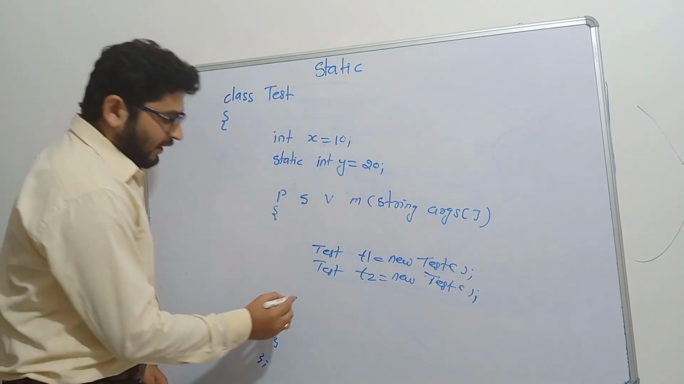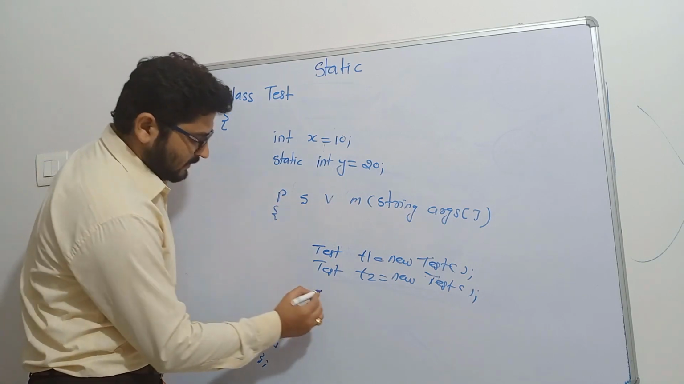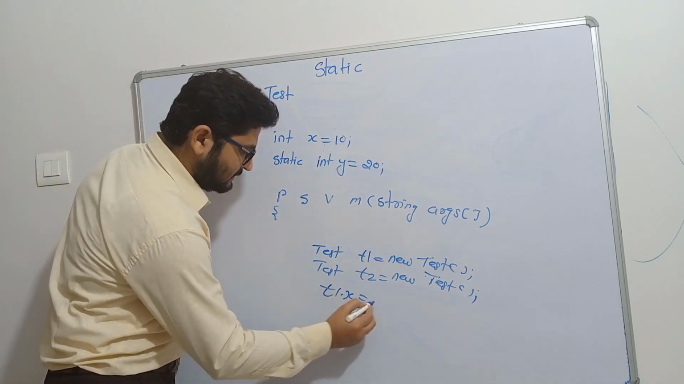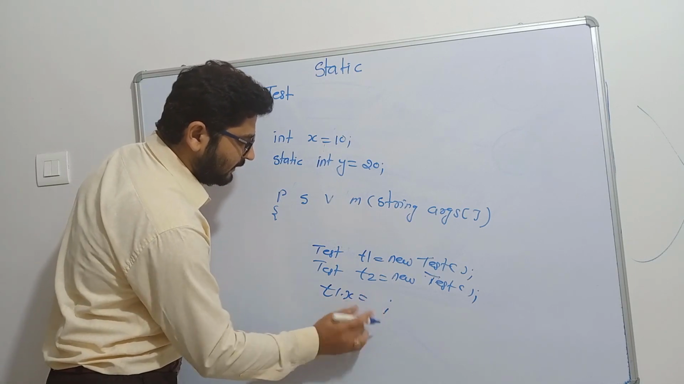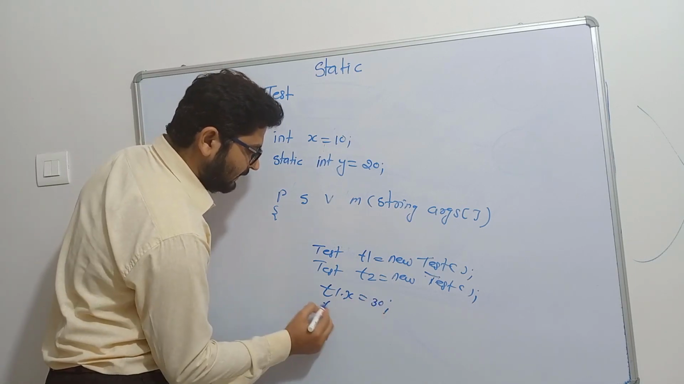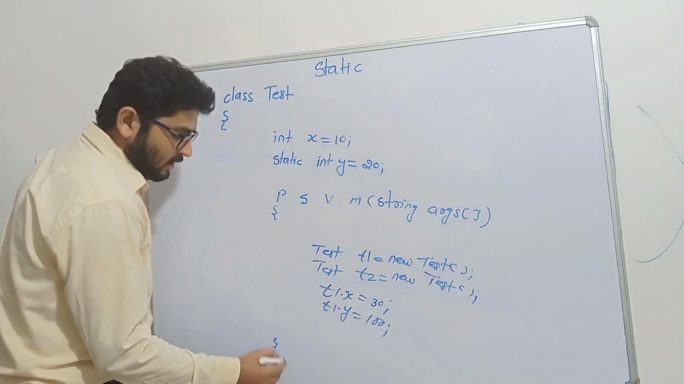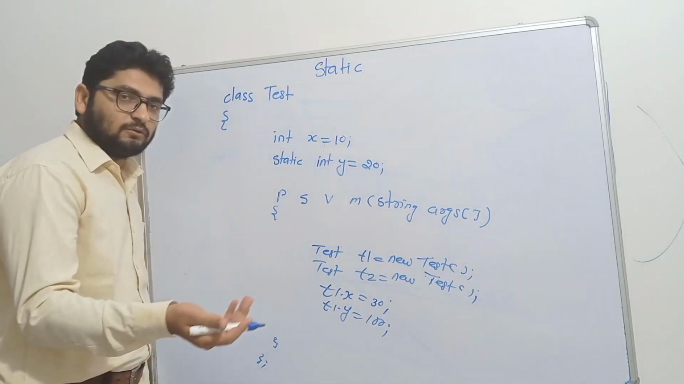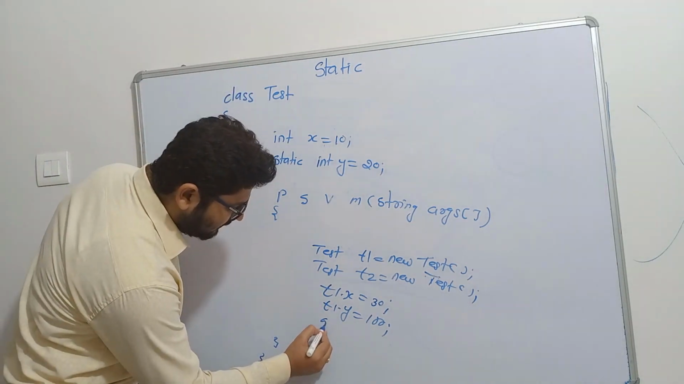Okay, so what I am going to do is change the value of x and y of t1. So t1.x is equal to, let us suppose, 30, and t1.y is equal to, let us suppose, 100. Now I am printing the x and y of t1 and t2.